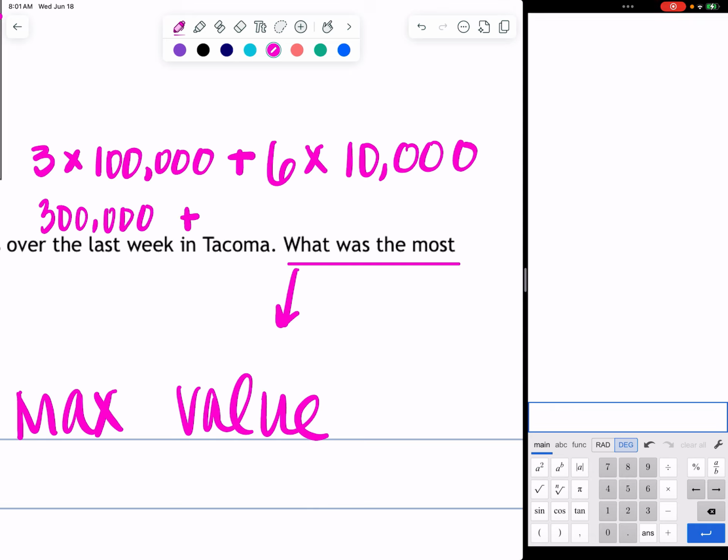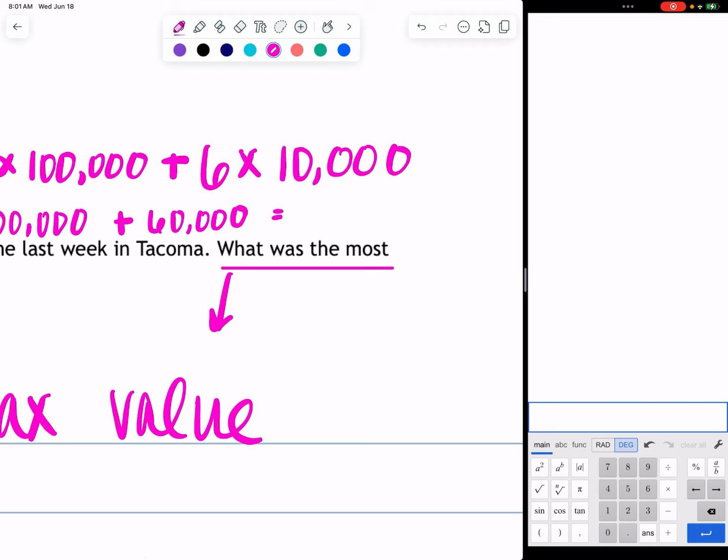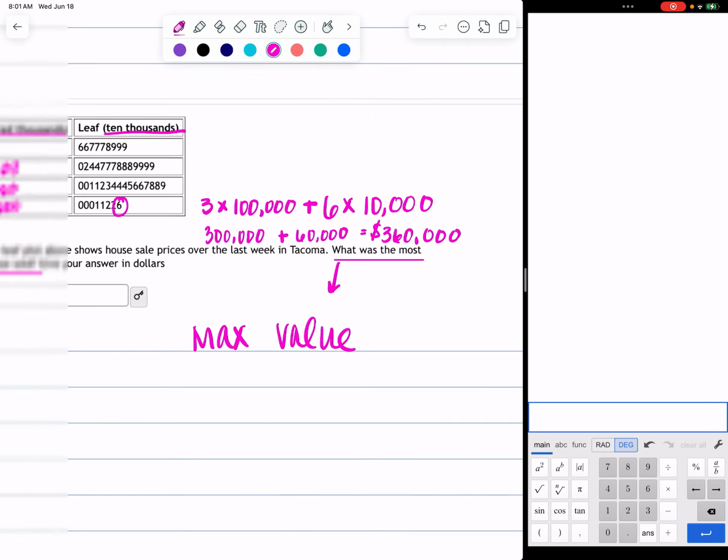We get 300,000 plus 60,000. So our max home value was $360,000.